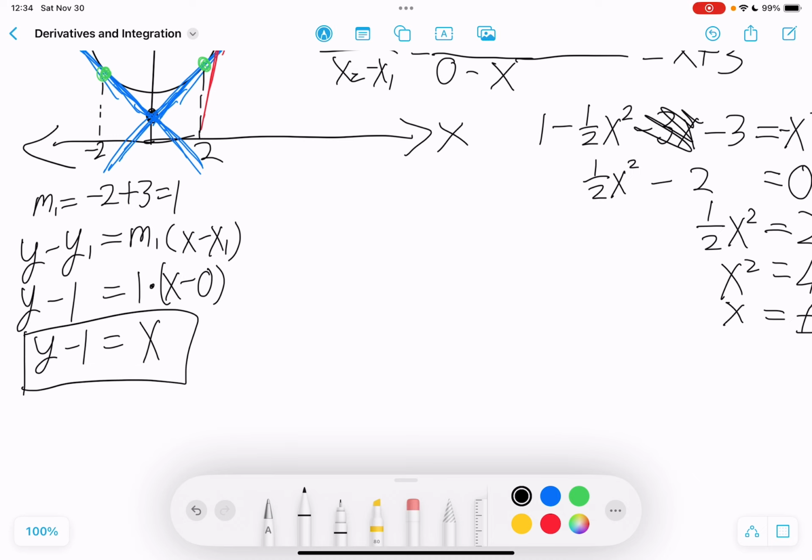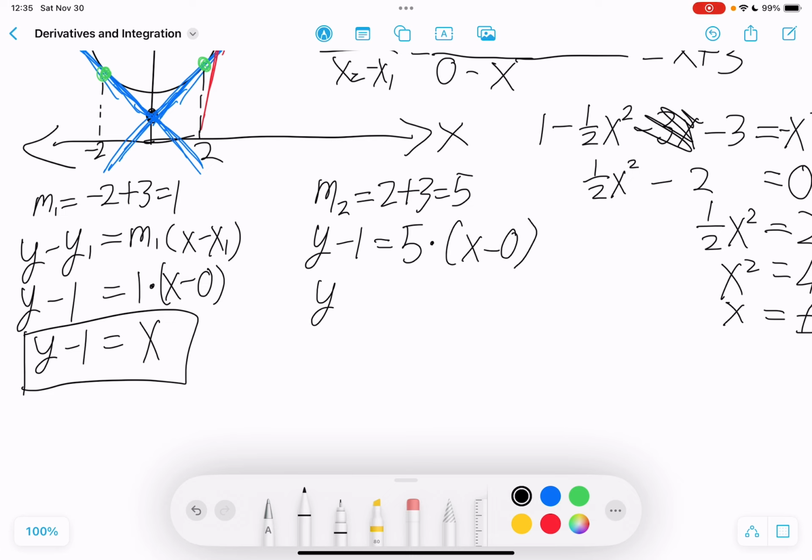Let's take a look at our second equation. The second equation has a slope of 2 plus 3, which is 5. And again, we can write it in point slope form. So we have y minus 1 equals 5 times x minus 0. So that is y minus 1 equals 5x.